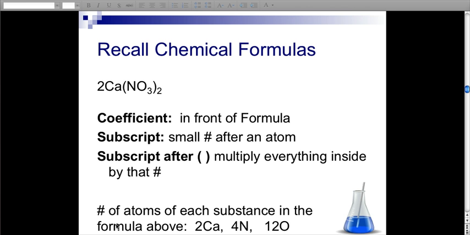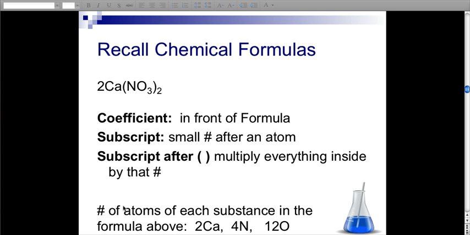Recall chemical formulas. The coefficient is in front of the formula, that is the big number. The subscript is the small number that occurs after the atom. For subscripts that occur after the parentheses, you need to multiply everything on the inside by that number.